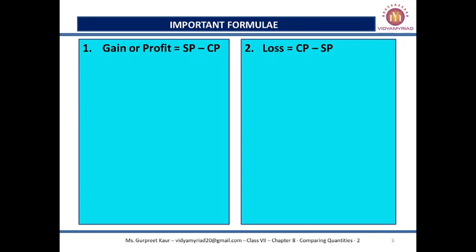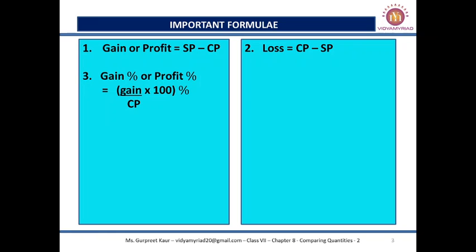Now for example, if I say my cost price is 100 and my selling price is 120, it means my cost price is less, my selling price is more. If my selling price is more, I am earning 20 rupees as a profit. Same way, if my cost price is 100 but I sold it for 80 rupees, that means I suffered a loss of 20 rupees, that is 100 minus 80, so loss will be 20.